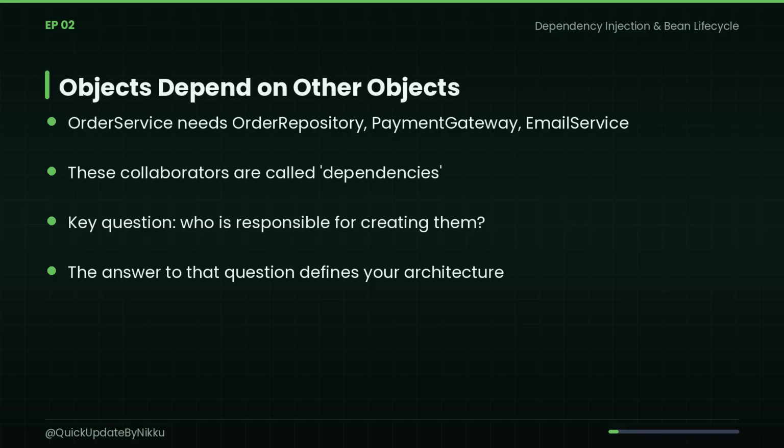Take a concrete example, an order service in an e-commerce system. It cannot do its job without a repository to persist orders, a payment gateway to charge cards, and an email service to send confirmations. These collaborators are its dependencies. The architectural question that unlocks everything is deceptively simple: who creates those dependencies? The answer you give shapes every downstream decision about testing, configuration, and lifecycle management.